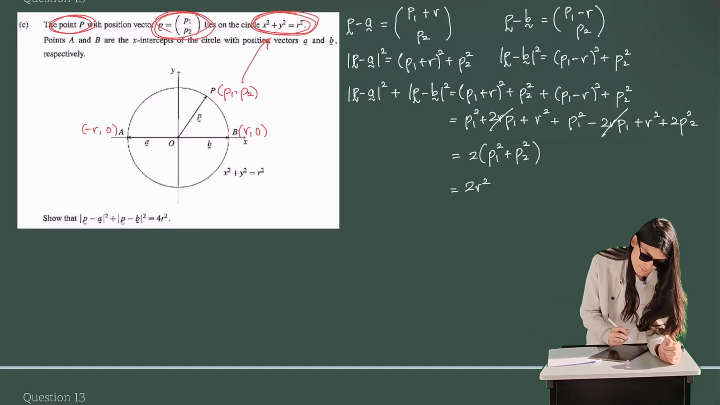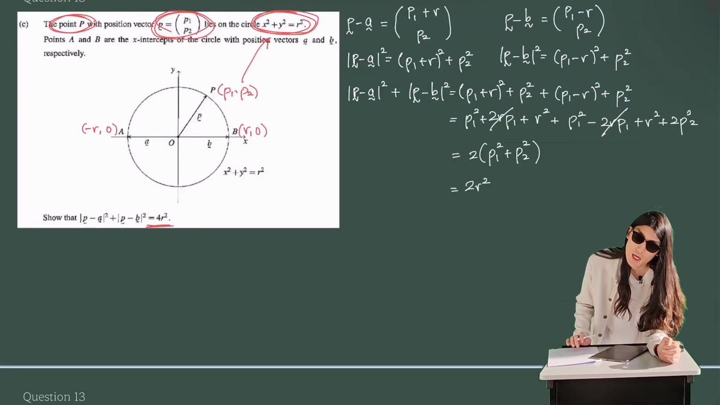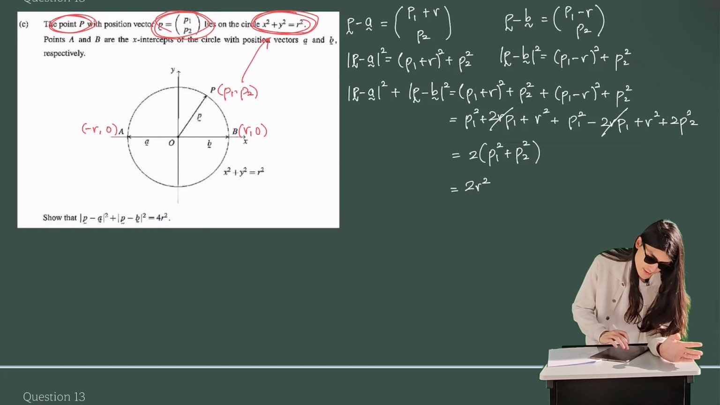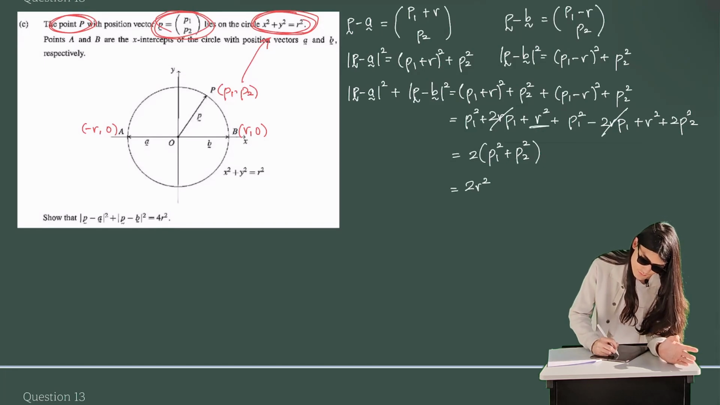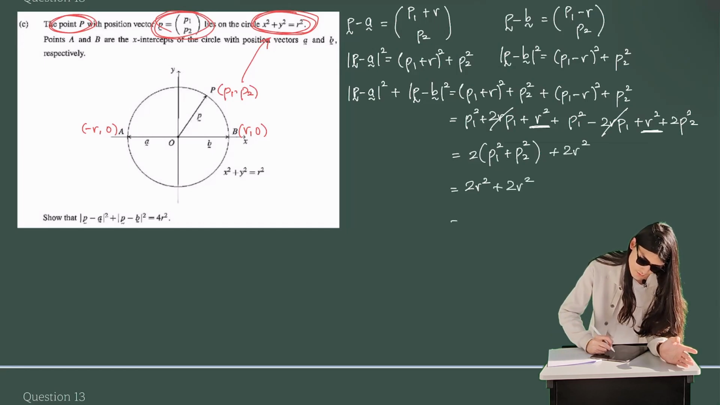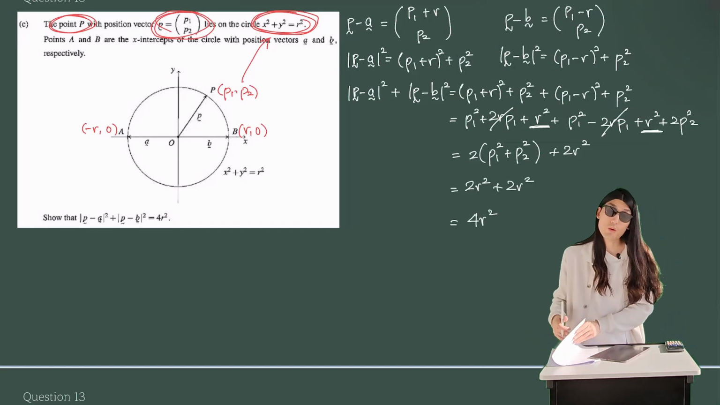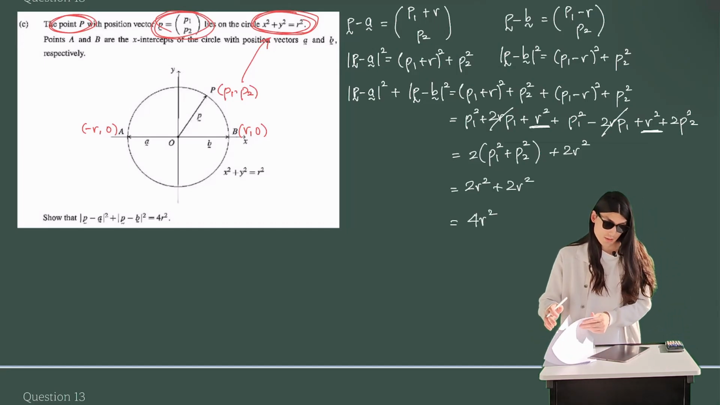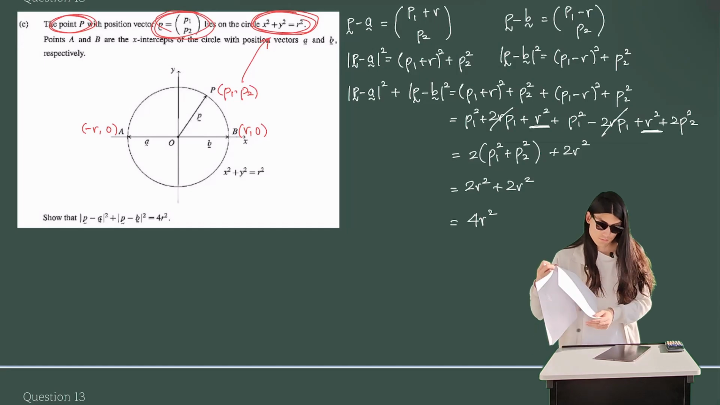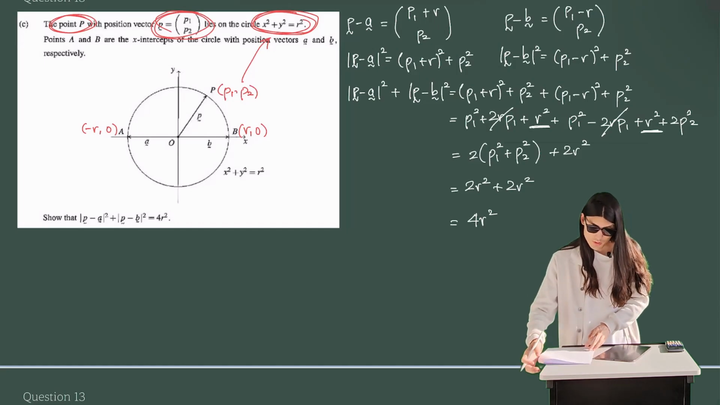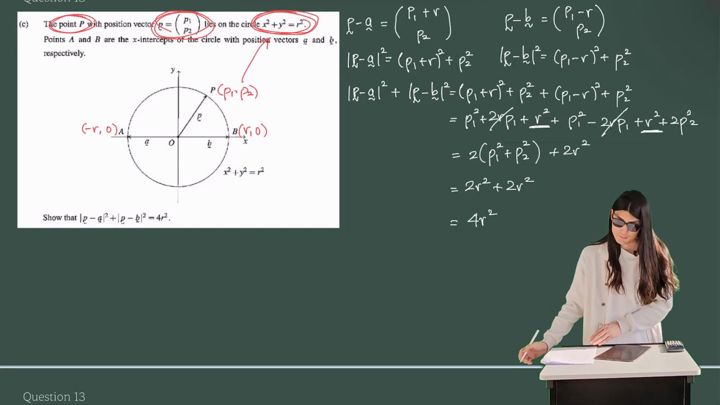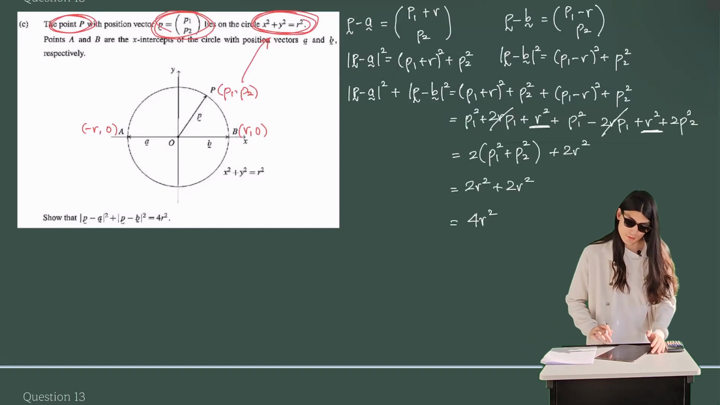And the reason why I don't have the 4R squared that I need on the right hand side is because I forgot to copy these down. I also had plus 2R squared, which makes the required 4R squared, doesn't it? And that is the end of question 13C. Okay.